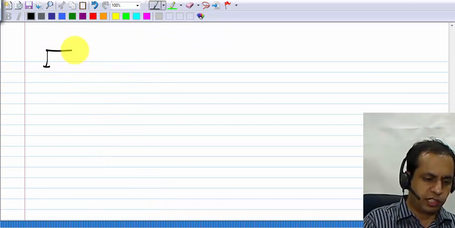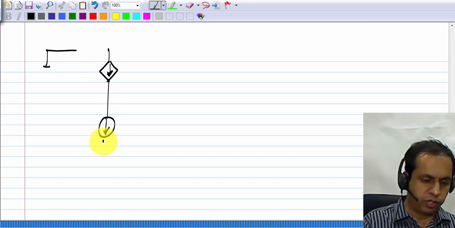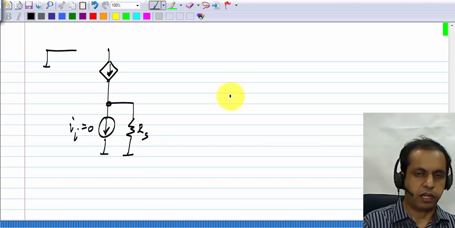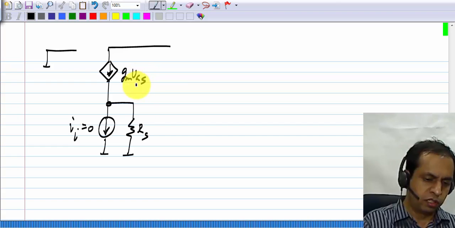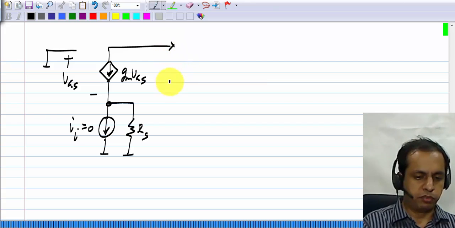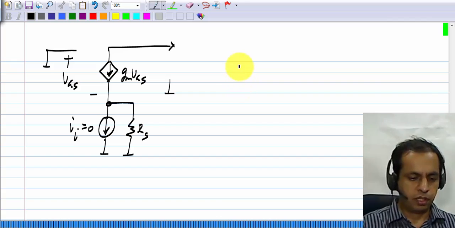The output resistance, of course, we have to include the input source II, which is set to 0 in parallel with the source resistance RS. And this is GM VGS, this is VGS. And the load is connected between this point and ground, and that's where we have to evaluate the output resistance.